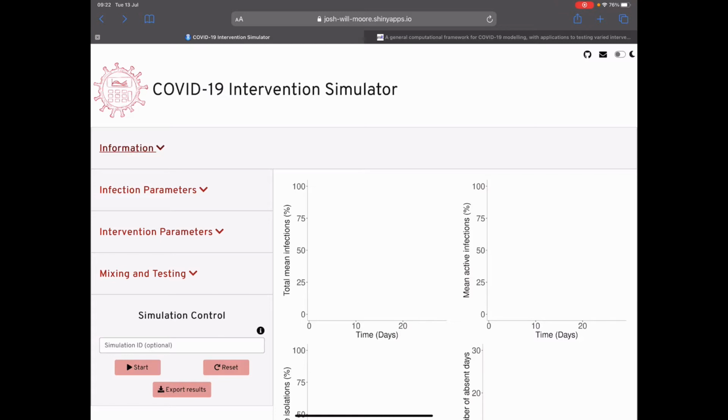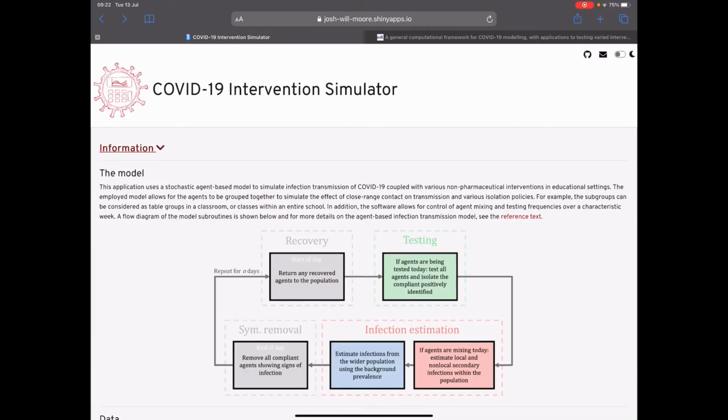I'm here to tell you about some of the features that go on behind the Covid-19 intervention simulator that we have constructed to help you understand how an infection will travel through an educational setting. On the left here, we have all the panels that can be clicked as a drop-down, and the first one you see is the information panel.